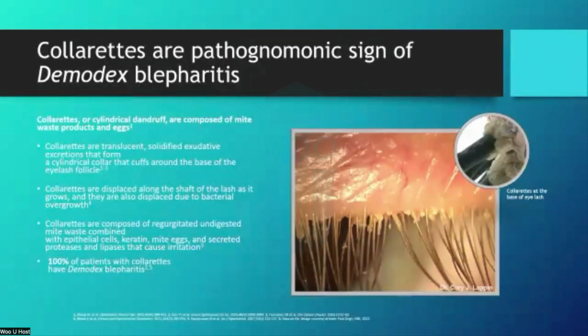And again, collarettes are the pathognomonic sign. I love this because it's so rare that often we get this nice one-to-one where we have one sign, we see it, and we know what we're dealing with. So one thing I've actually seen a lot too is when you see this, you can diagnose it with confidence. A lot of people are like, okay, is this Demodex blepharitis? I'm not sure. They're kind of hesitant to say, but if you see this, you know what you're dealing with. So you can be very confident in your diagnosis.